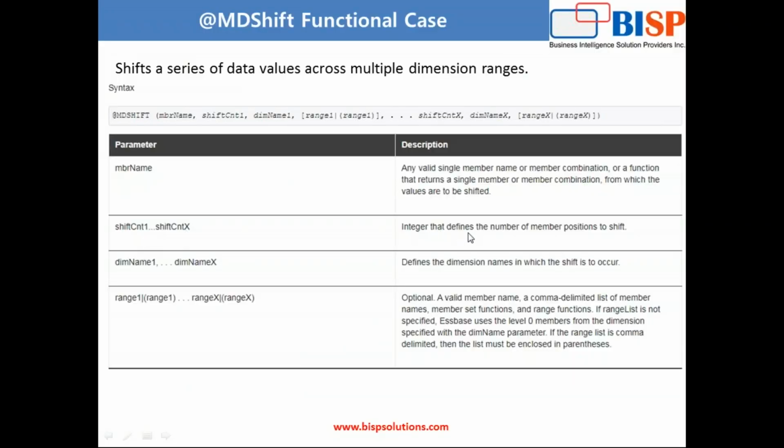Shift is an integer that defines the number of member positions to shift. It could be positive or negative. In our example, I want to go back to the previous year, 11 months before. And dim member 1 to dim member X define the member name in which the shift is to occur. In our example, it is across multiple years, and in range you can define any valid member name, comma delimited member list, or any set function or range function. And if you do not specify this, by default Essbase uses the label zero member. So we apply this function in our context.